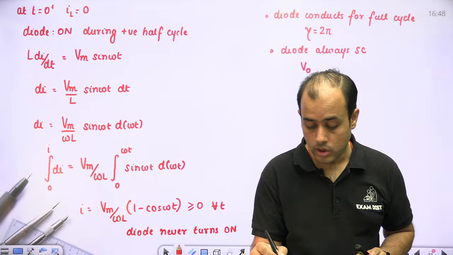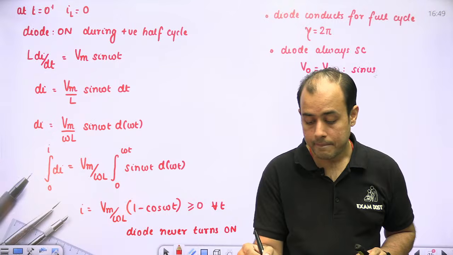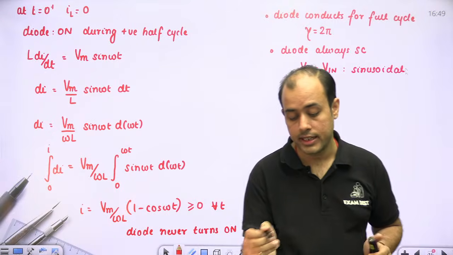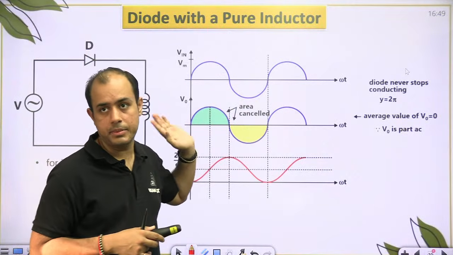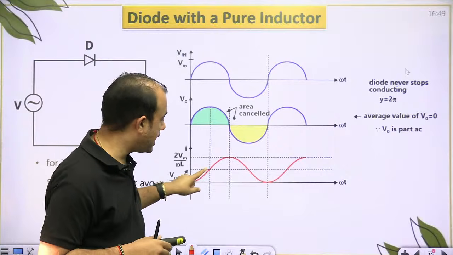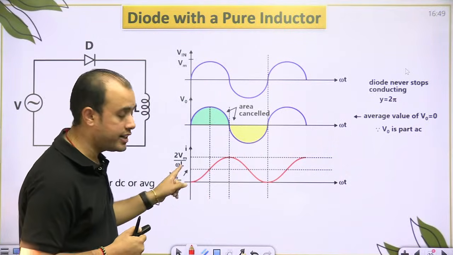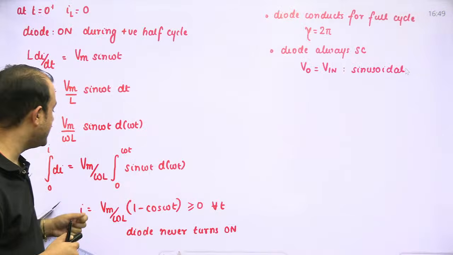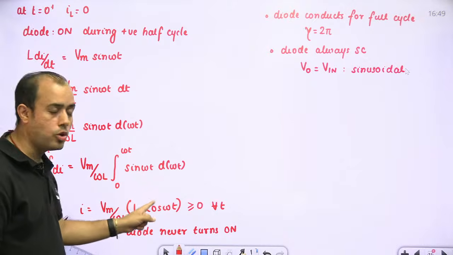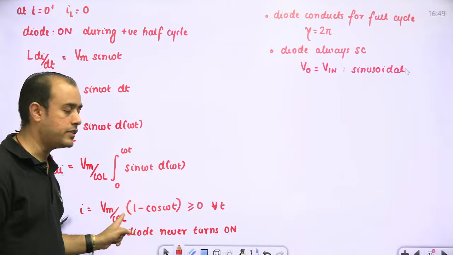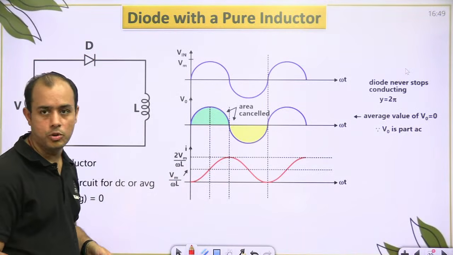So V naught equal to V in, which is sinusoidal. V naught किसके बराबर आ जाता है? V in के बराबर. तो देखो, that is why V naught is completely same as the input, and this is the diode current. It never becomes negative. So the average value of the inductor current is the constant term, Vm by omega L. Peak value occurs at pi. At pi it will be 2 Vm by omega L. Pi पे आएगा 2 Vm by omega L.